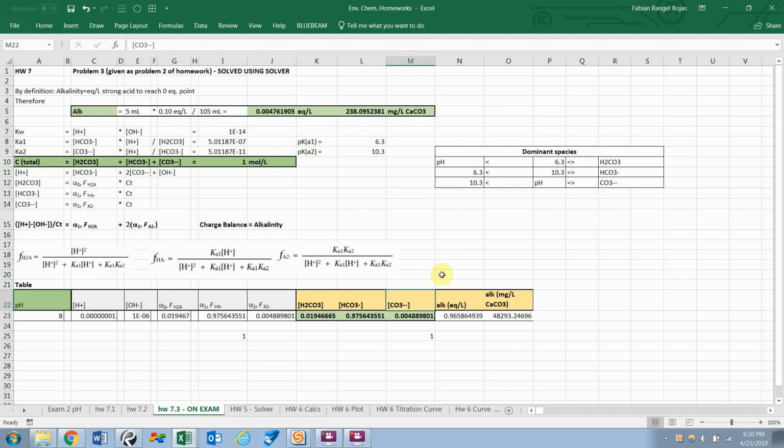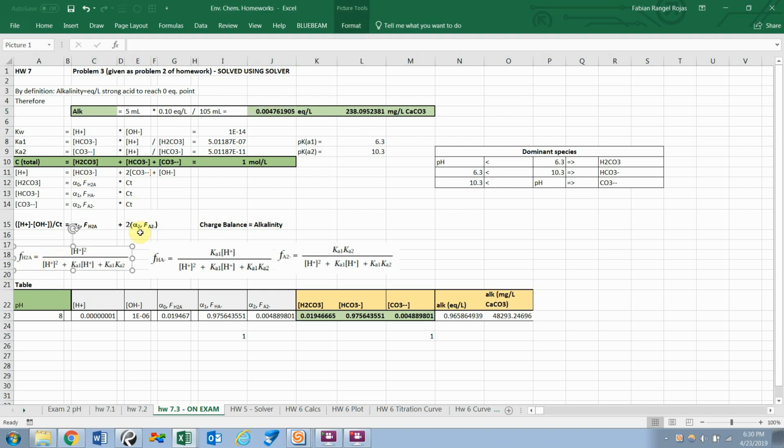So that's the idea. I'll use solver to give me a pH where my components will give me an alkalinity that matches a known value that I calculated at the beginning of the problem. And I'm guessing that's why Dr. Greenfield decided to give us a two-part problem. He wants us to use part A to solve for part B.